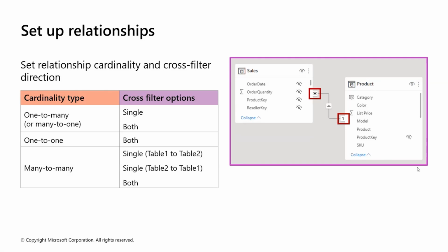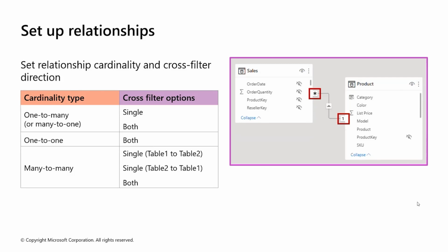Now, consider how you would configure the relationship from the product table to the sales table by using the product ID column found in each of the tables, right? So the cardinality type would be one to many, as the product ID column in the product table contains the unique values. And if you relate the tables in the reverse direction, that is sales to product, then the cardinality would be many to one.